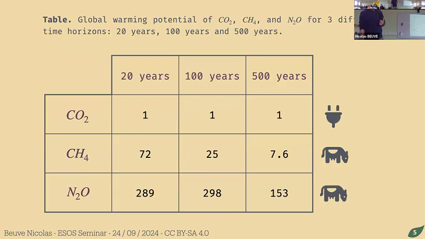And on the opposite, if you increase your time window to 500 years, then you decrease a lot the impact of methane, and as well the impact of nitrous oxide. So here you would drastically reduce the impact of livestock, and by contrast, increase the impact of energy production.